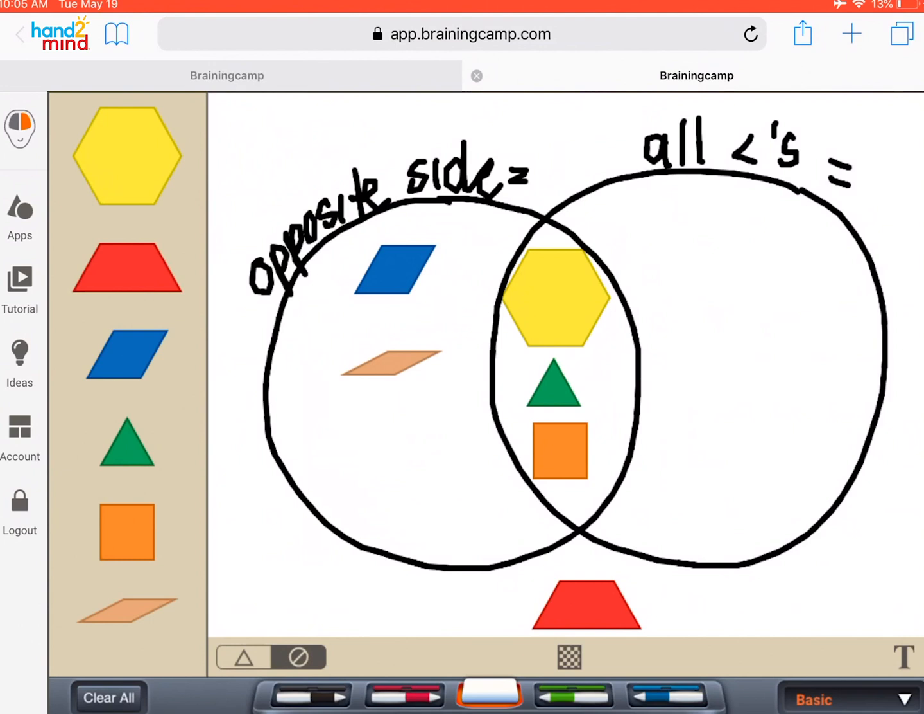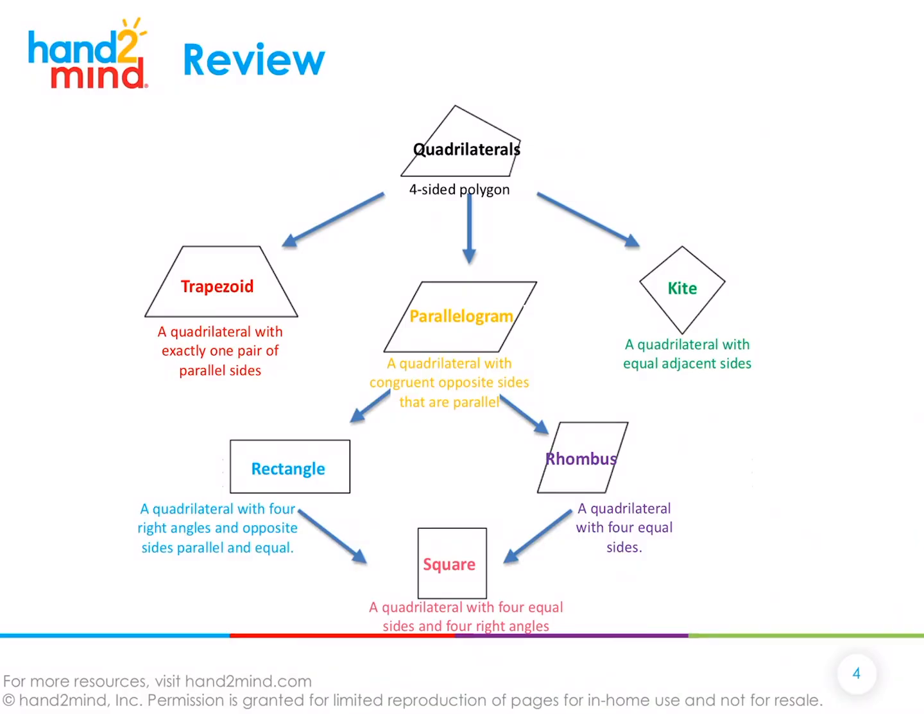We can see the ones that fit only opposite sides are equal to each other, and only all angles are equal. But we more specifically can see the ones that fit both categories, opposite sides are equal, all angles are equal. These are the three shapes in the pattern blocks that fit both of those requirements. So just to review, we've seen this throughout this week, but our quadrilaterals. Make sure that you know the difference between our different quadrilaterals and the characteristics of each type of quadrilateral.